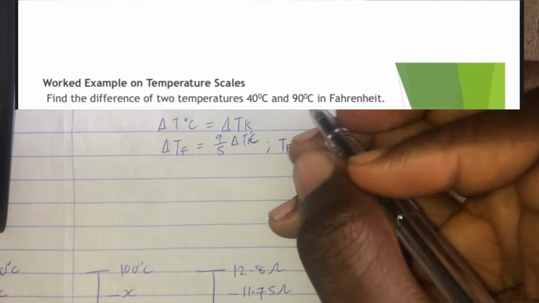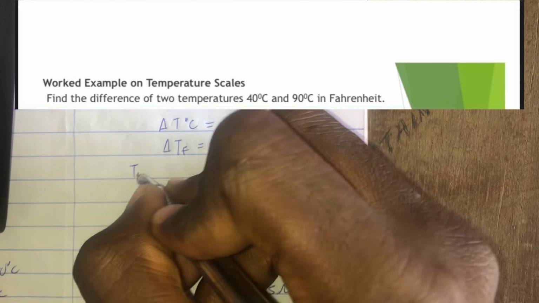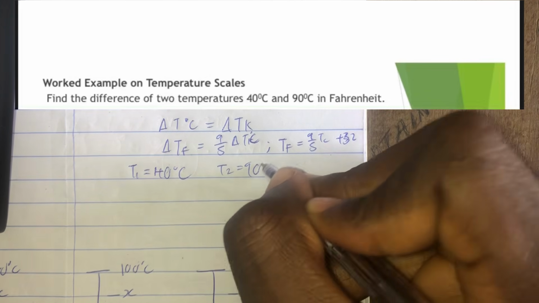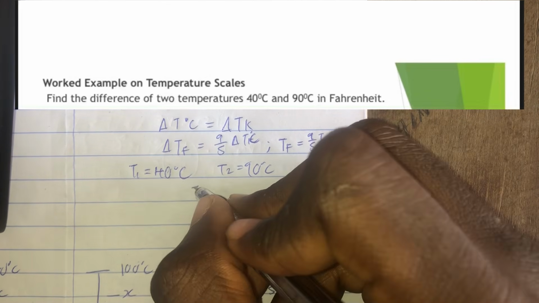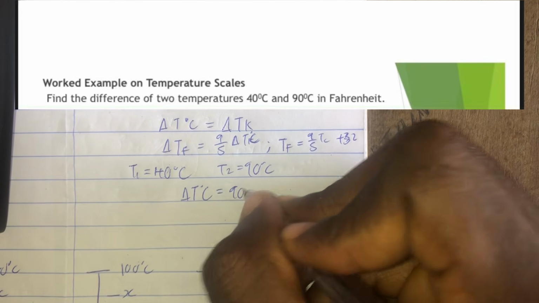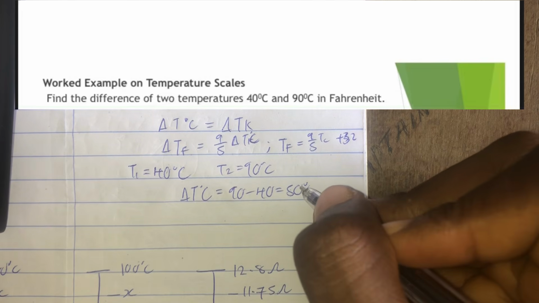They said find the difference of two temperatures, 40 degrees Celsius and 90 degrees Celsius, in Fahrenheit. So the first temperature is 40 degrees Celsius, the second temperature is 90 degrees Celsius. But we are looking for the difference in Fahrenheit. So what is the difference in Celsius? The change in Celsius is equal to 90 minus 40, which is 50 degrees Celsius. So what is the difference in Fahrenheit?